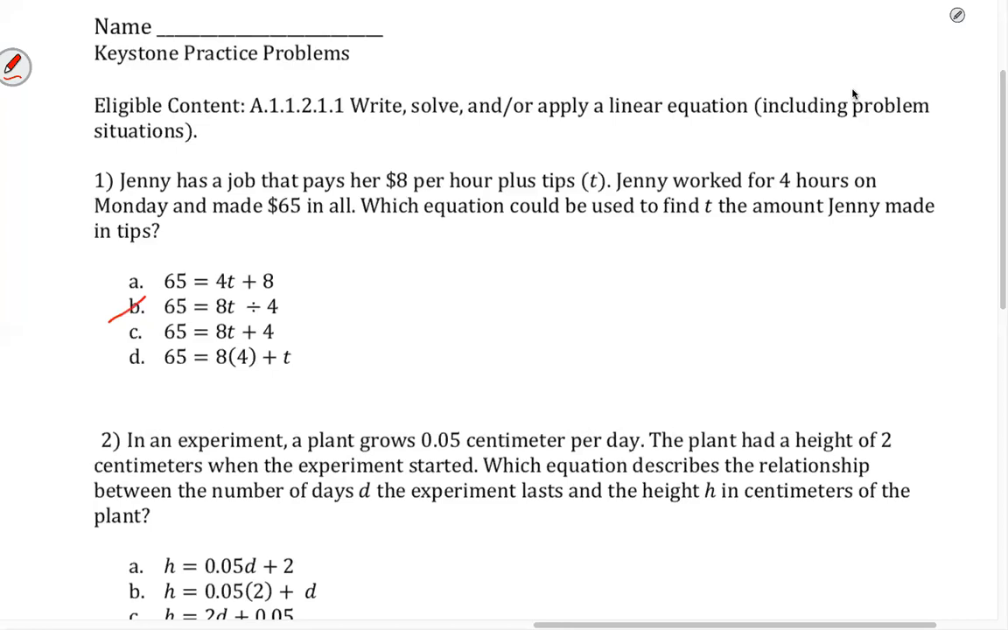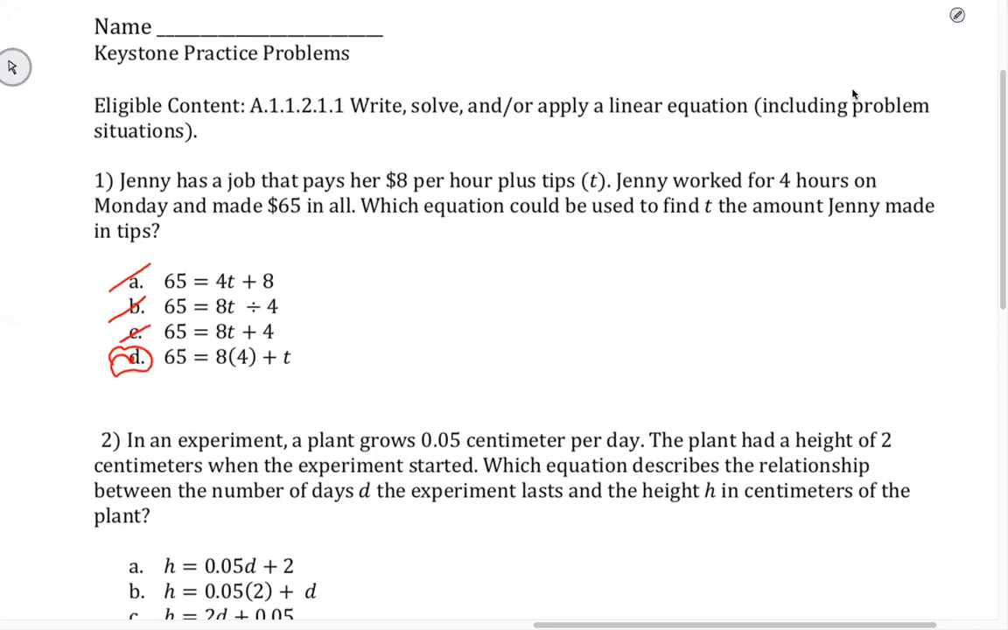Now it says C, 65 equals 8, which is my dollars per hour, times T, that's my tips, plus 4. Well, why would I add 4 hours at the end? That doesn't make sense to me, so I'm going to cross that out. Now D says 65 equals 8, which was my dollars per hour, times 4, which is the number of hours I worked, plus my tips. Well, guess what? I'm feeling my answer is D and not A.